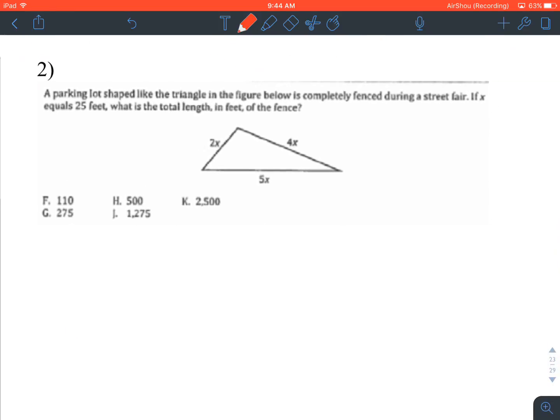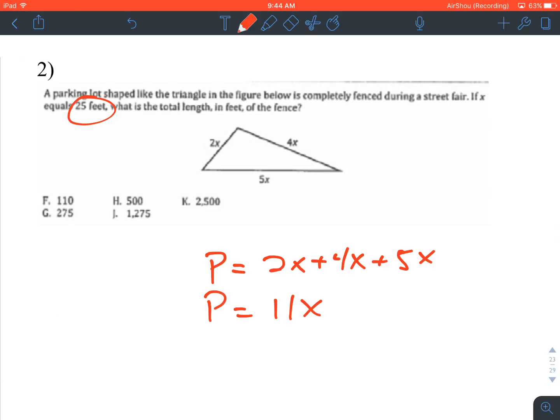Another example: a parking lot shaped like the triangle in the figure below is completely fenced in during a street fair. If x equals 25 feet, what is the total length in feet of the fence? So it's asking for perimeter. The perimeter is 2x plus 4x plus 5x, which is 11x. And you're told that x is 25. So the perimeter is going to be 275 feet. Boom.